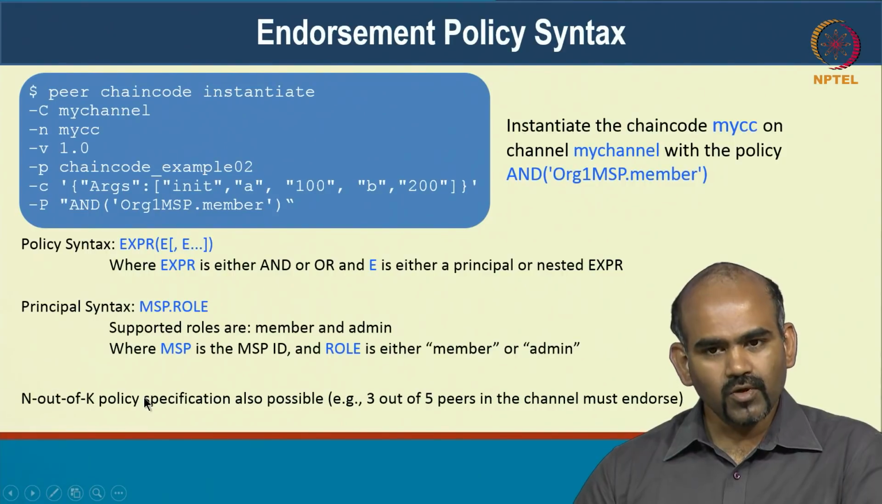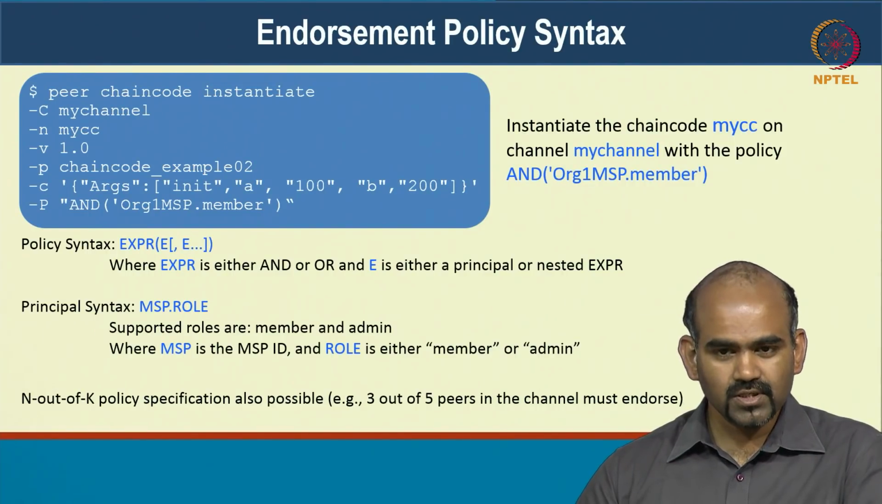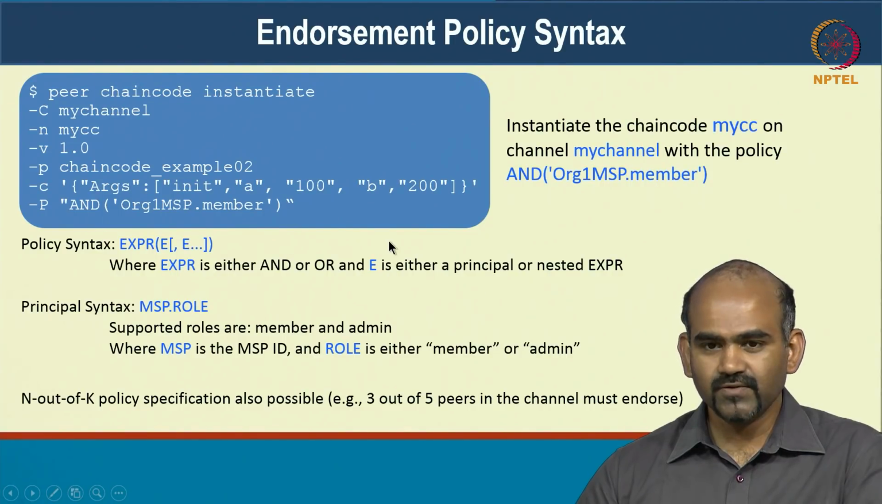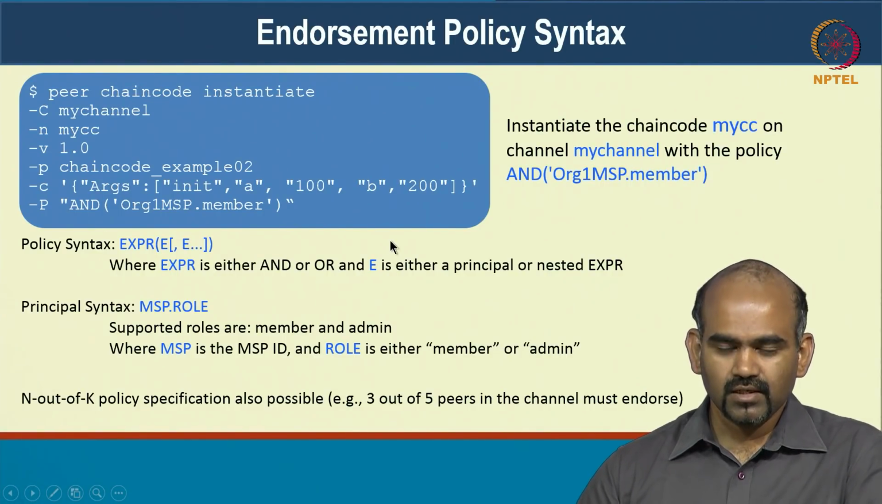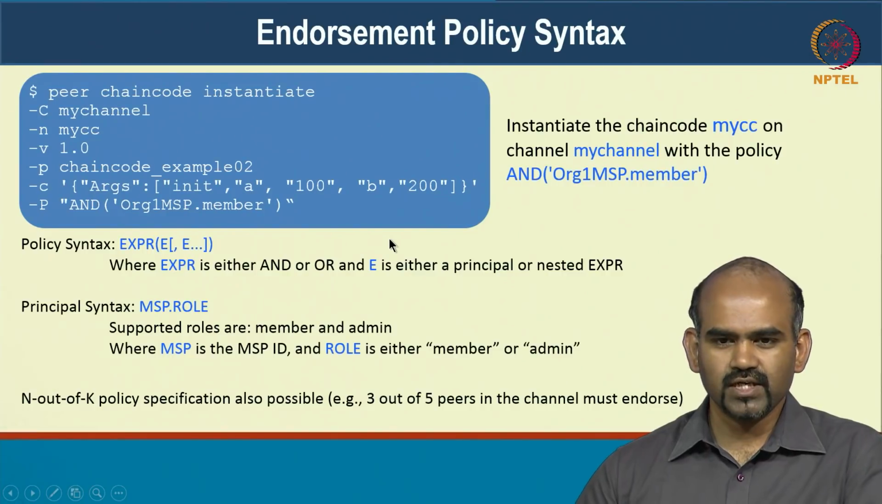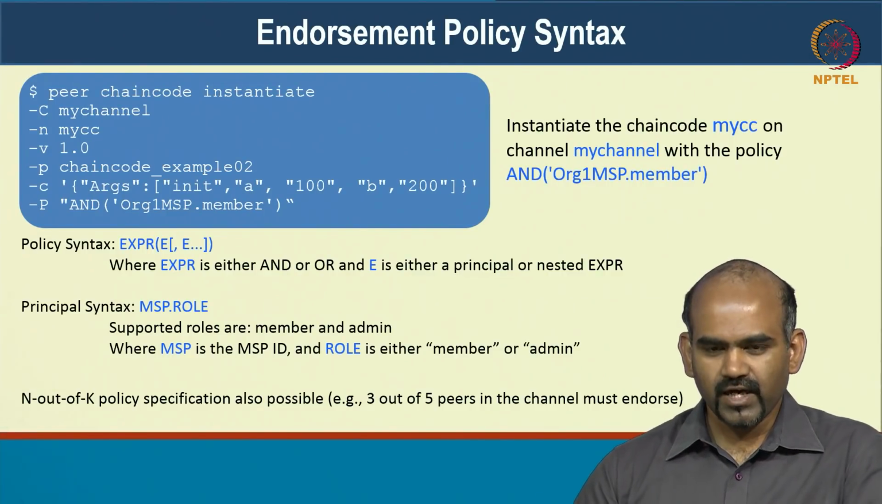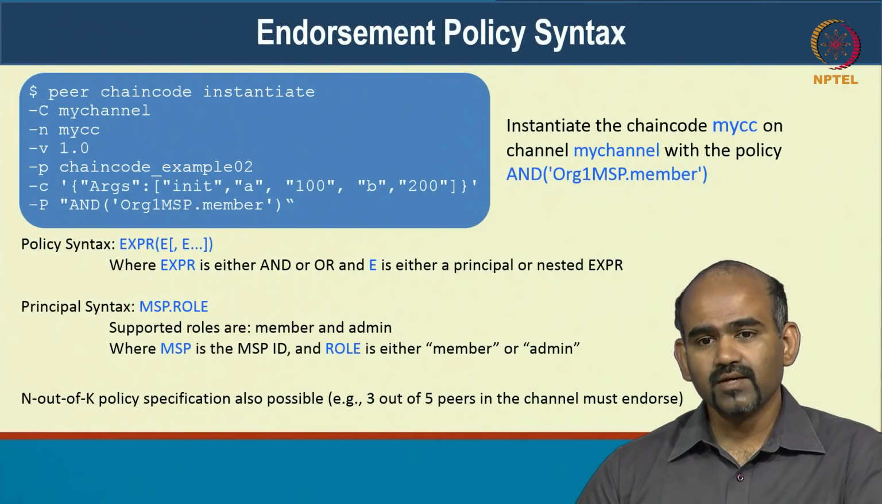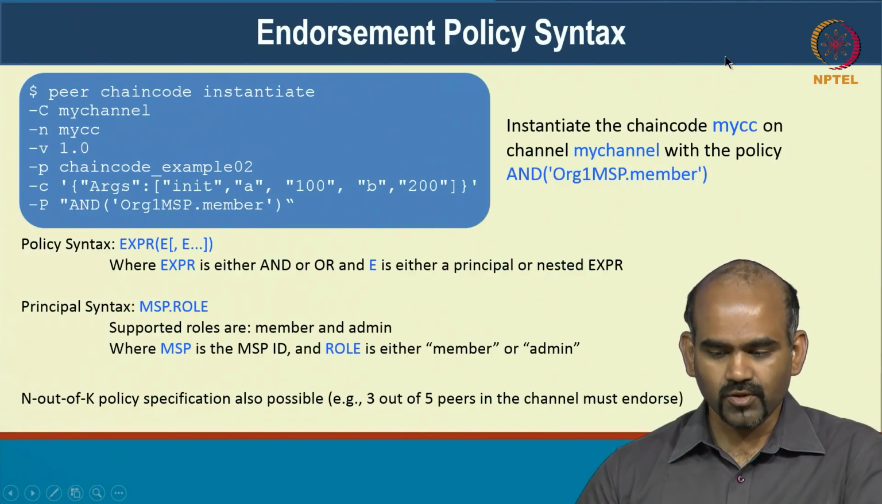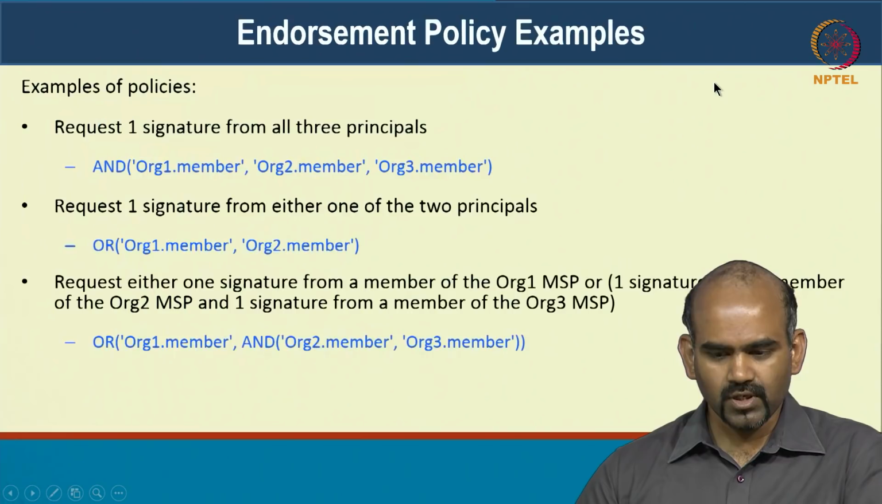Now it is also possible to have an N out of K policy. So that's possible to say 3 out of the 5 organizations: you specify the list of 5 organizations and say any 3 out of the 5, if they are signing this transaction, then I will consider that as valid. So the N out of K signing is also possible. That's also part of the policy syntax.